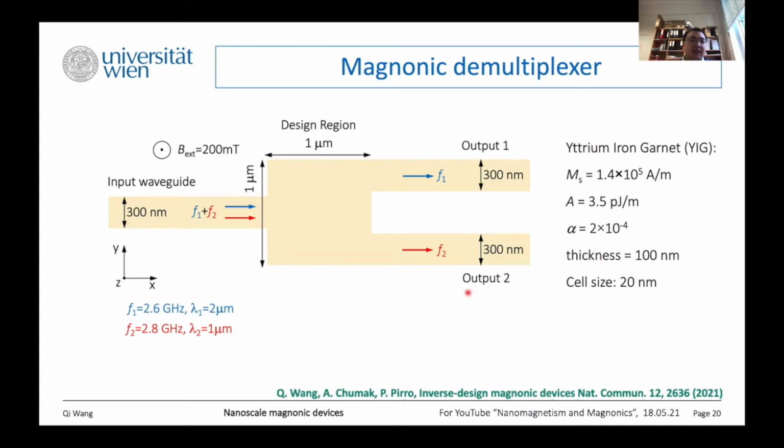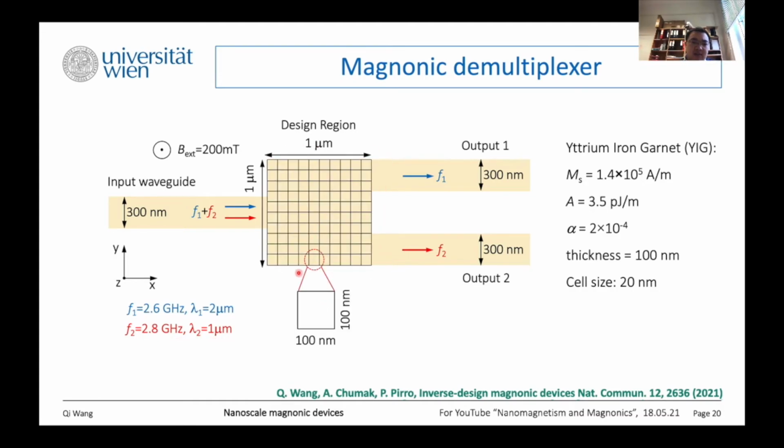Why do we choose this kind of structure? We believe that we can fabricate it based on current technology. Here we apply an external field perpendicular to the film, so we are working with forward volume spin waves. And we inject two frequencies of spin waves: 2.6 gigahertz, with a corresponding wavelength of around 2 micrometers, and also 2.8 gigahertz, with a wavelength of 1 micrometer.